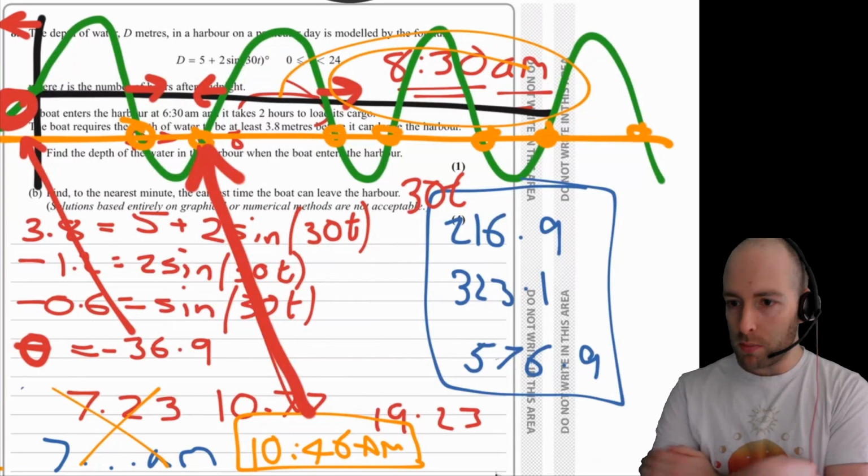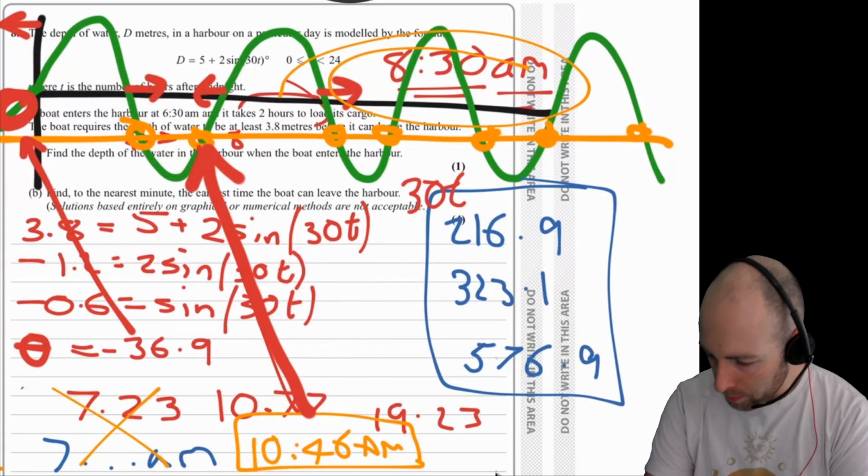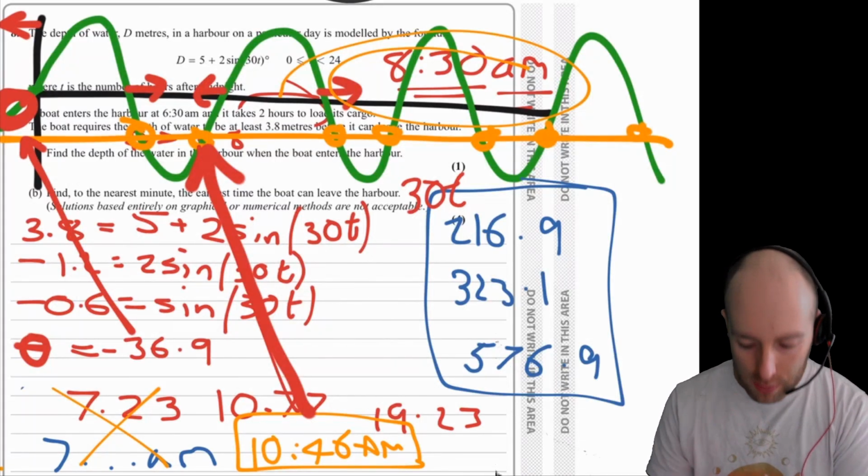Kezi, it should round to 10.46, though, not 10.47, and you would lose a mark for that. They're quite picky with those. All right, next question.